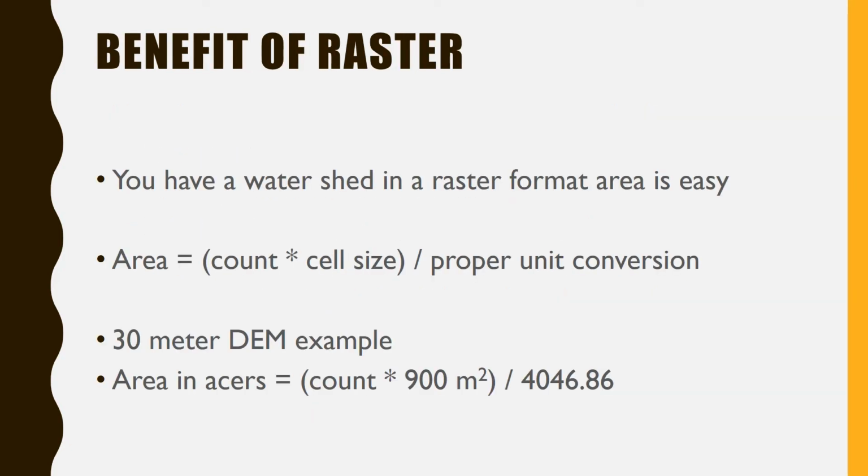So why do we do a lot of this stuff in raster? Remember, raster is faster, but vector is correcter. So why do we do it? Well, if you have a watershed in raster format, it's easy to calculate areas, and it's easy to do a lot of things. Once you know the number of cells, you can just multiply it by the cell size squared. Throw in some unit conversions, and voila! You know exactly how much area you had.